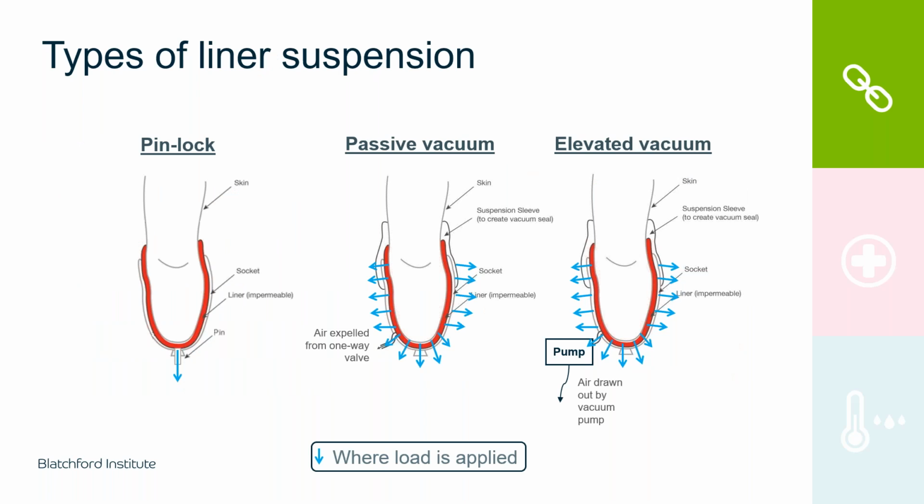Now, there's actually quite a lot of variability between liner suspension methods when we look at how the load is distributed. With pin liners, the load tends to be focused around the end of the limb where the pin attaches. So even when a total surface bearing socket is used, we still get that focused force. Whereas with suction methods, the load is distributed more evenly, meaning that the force applied to the limb at individual points is less, and you're less likely to get points of pressure. So load distribution is similar with both passive suction and elevated vacuum.